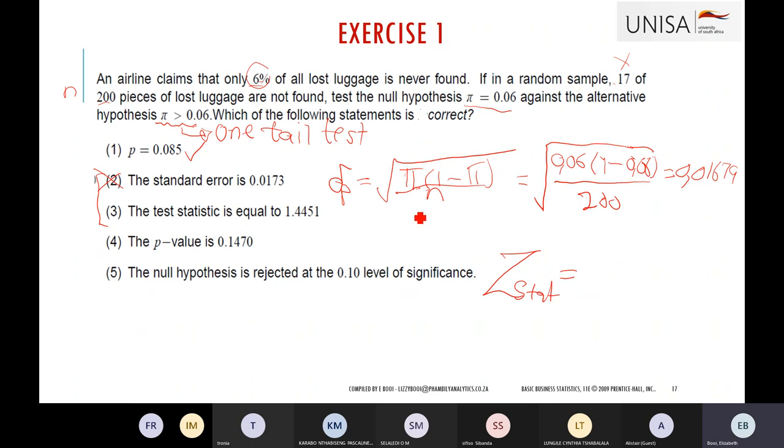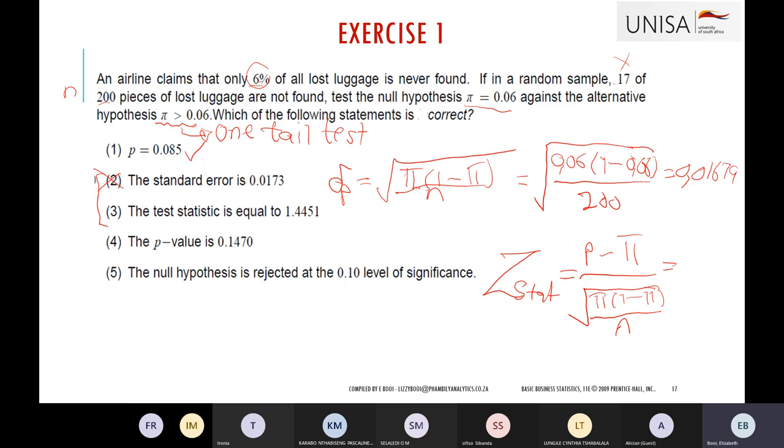Let's do it this way. So it will be the P minus the population proportion divided by the square root of your population proportion, 1 minus population proportion divided by n. So we can substitute the values. We already calculated what our standard error is because we calculated it in number two. So here we just substitute the values.